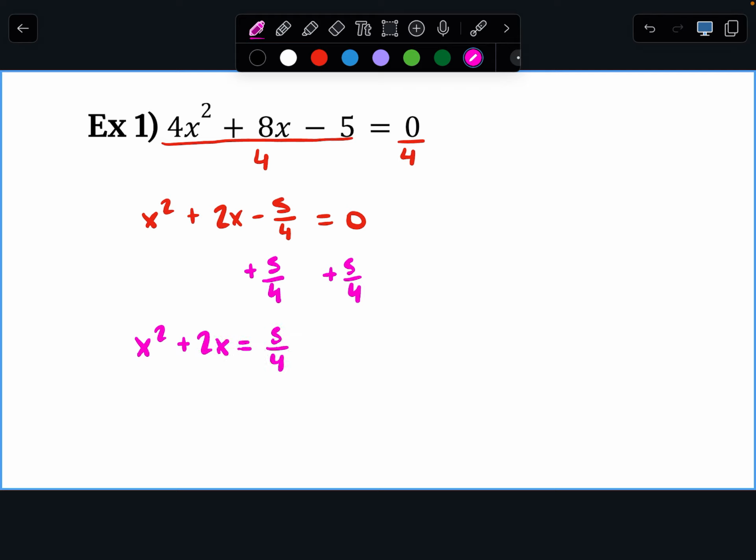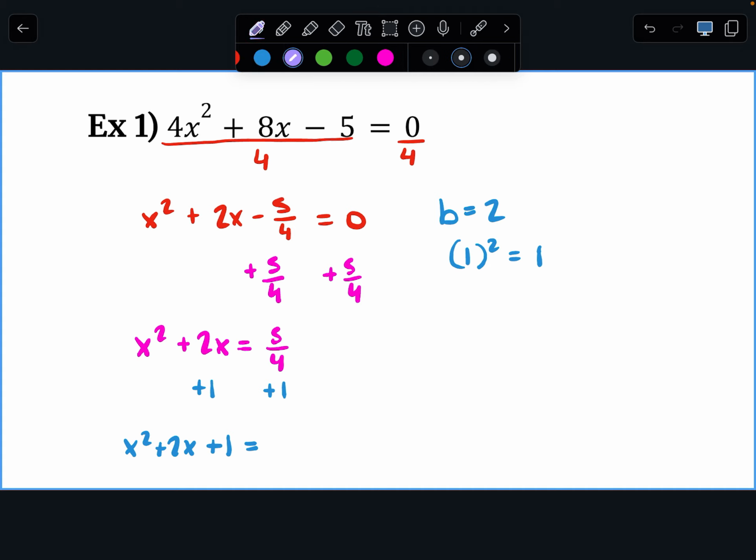Now I want to complete the square. So I take b. b equals 2. We take half of it and we square it. We get 1. So I'm going to add 1 to both sides of my equation. X squared plus 2x plus 1 equals, now how do I add a fraction and a whole number? I have 5/4 plus 1. 1 is equivalent to what? 4 over 4. 9 over 4. Okay, so I have 9 over 4 on the right side.